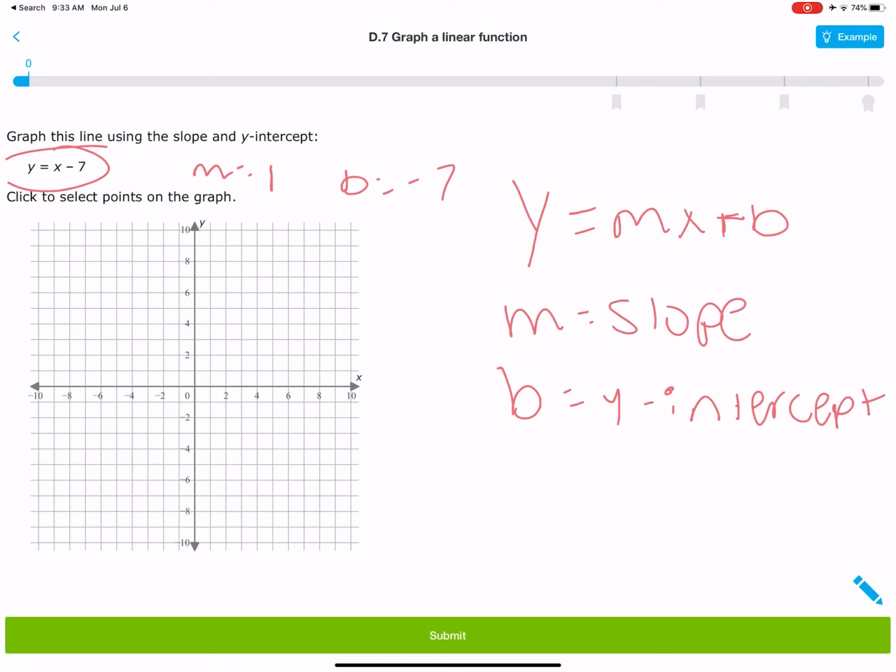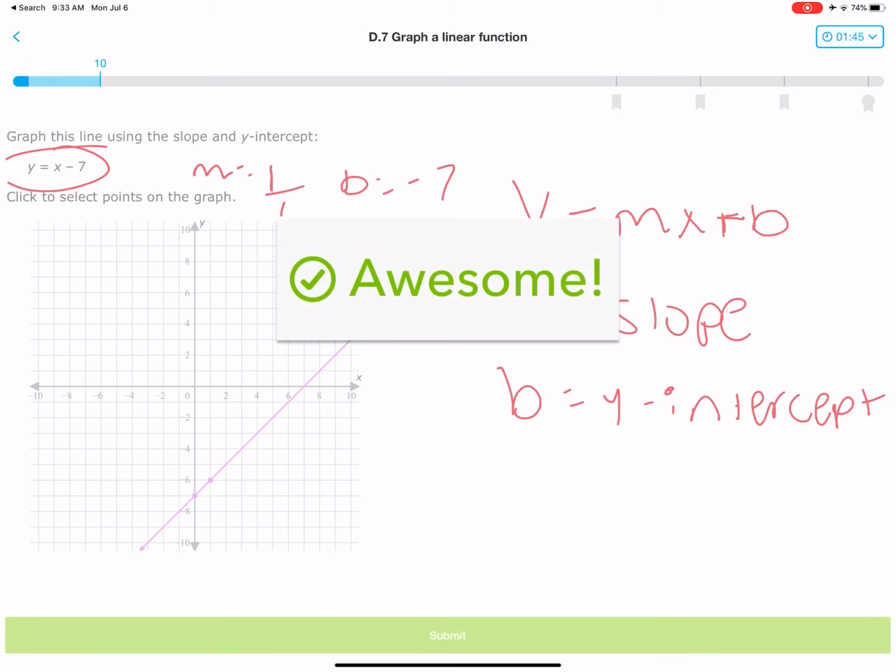So, we are going to find -7 on our y-axis, okay? So, there's our -7. And our slope is 1. So, 1 as a fraction is 1 over 1. So, we're going to rise 1, and then we're going to run 1. Okay, rise 1, run 1, okay? And then we are going to submit.